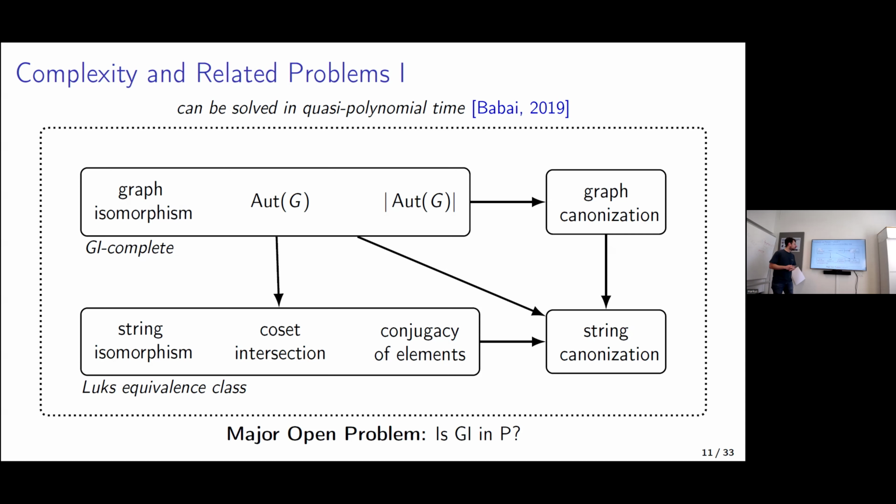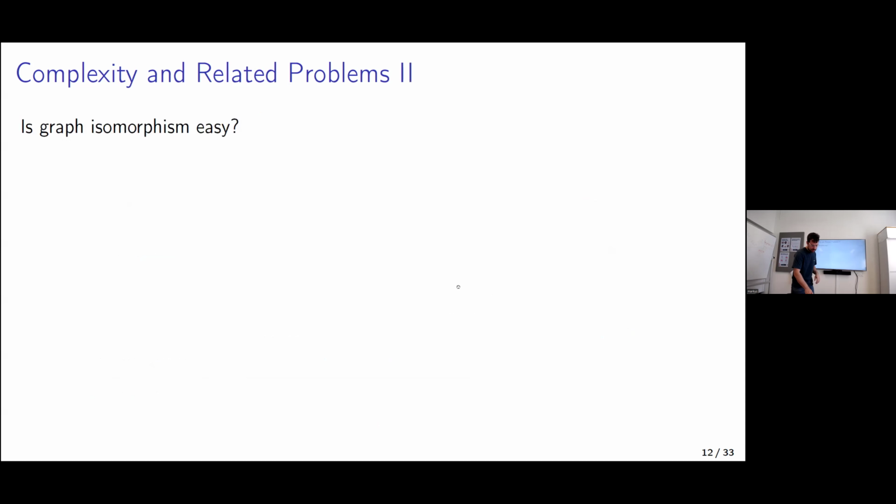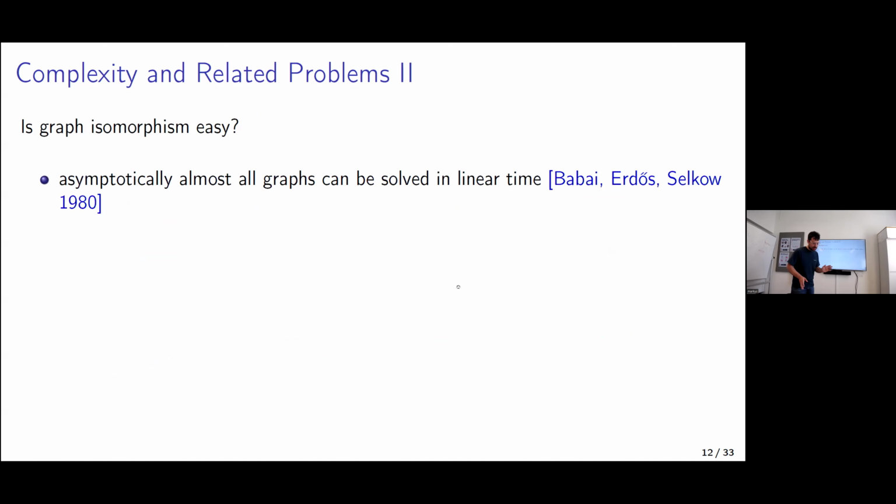Okay. So really, this quasi-polynomial time suggests that these problems are not NP-complete, because we would not, for example, expect SAT to be solvable in quasi-polynomial time. And so this maybe raises the question, is graph isomorphism actually easy? So is there even something to do? And there's some evidence for it. For example, asymptotically, almost all graphs can be solved using a trivial linear time algorithm. So on average, graph isomorphism is easy. If you pick a random graph, you can probably solve it very easily.